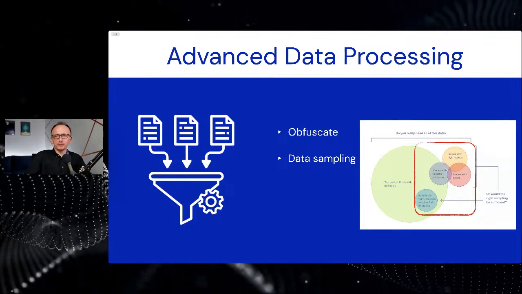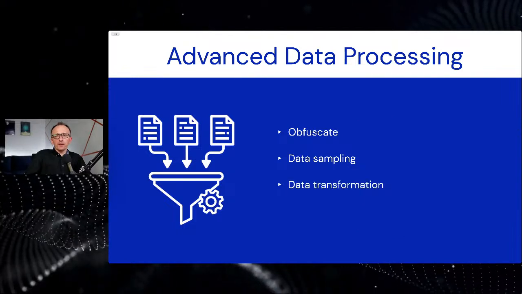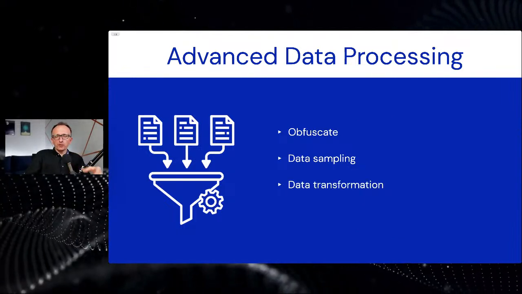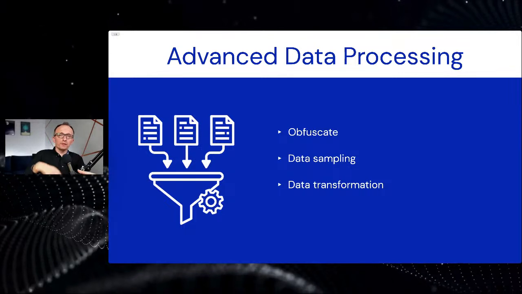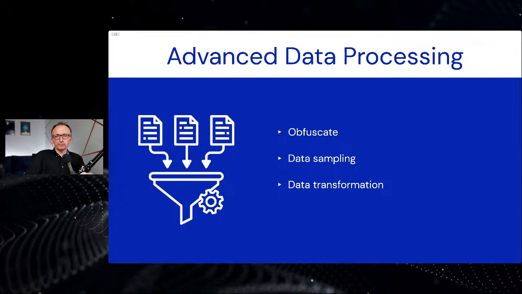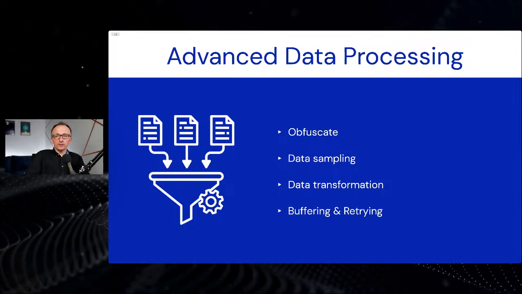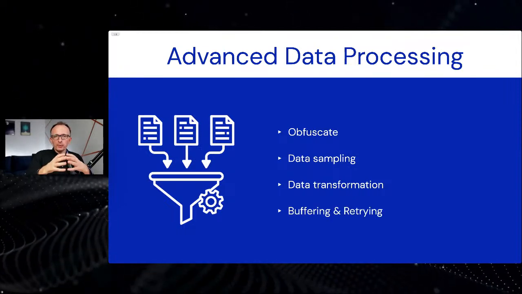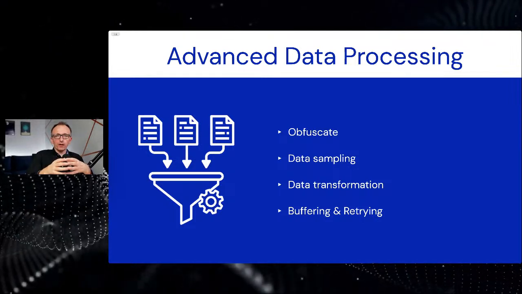There are many ways to achieve this sampling, but I consider it a very useful feature, especially for larger environments. And of course, OpenTelemetry can transform your data. You can filter out, you can add some additional context to your signals. And last but not least, the OpenTelemetry collector can buffer your data.